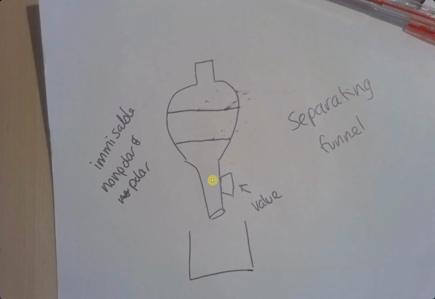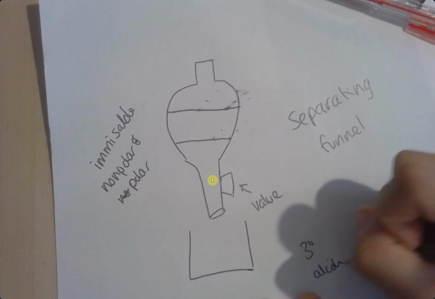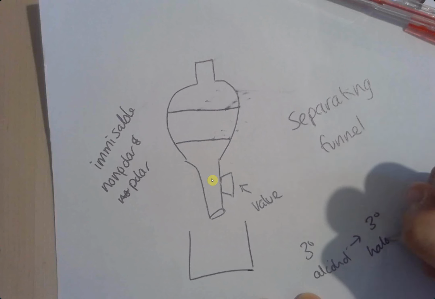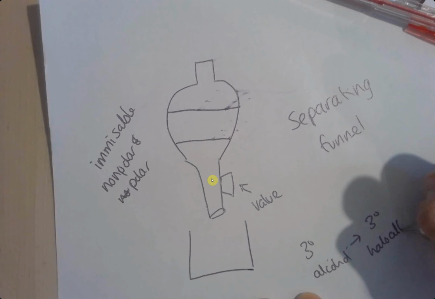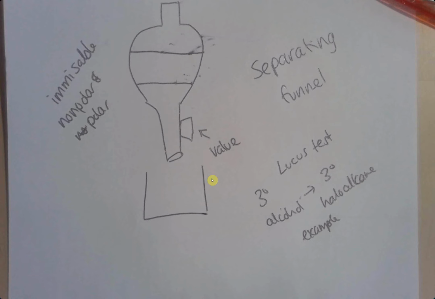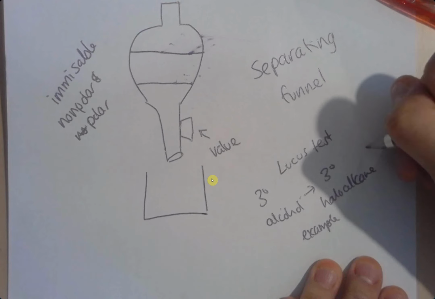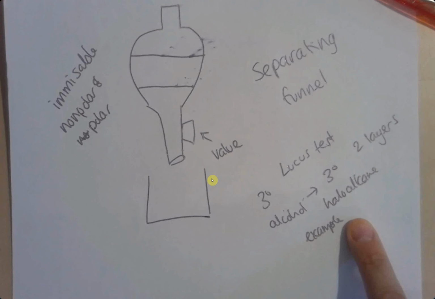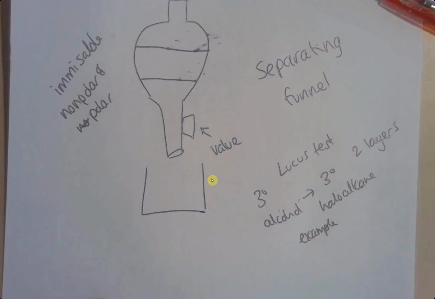Actually, let me backtrack. An example of when you would have this is when you are forming your tertiary alcohol into a tertiary haloalkane. If you guys remember in that example with Lucas test, one of the things you notice is that the solution forms two layers. The reason why it's forming two layers is that a haloalkane is less water soluble than the alcohol, because you've lost those hydrogen bonds. So that would be an example.